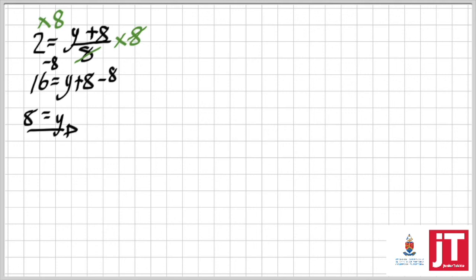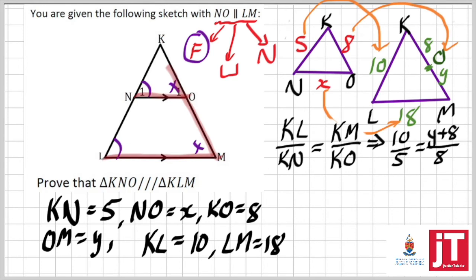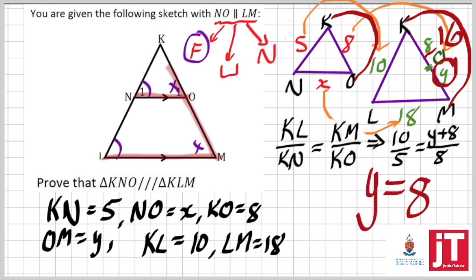Wasn't there an easier way? Let's go back to my previous slide and see. Actually there was. Let me explain the easier way to do this. If I look at KM, it must be twice the size of KO. So in other words, KM must be 16. So if KO is 8, then y must also be 8.